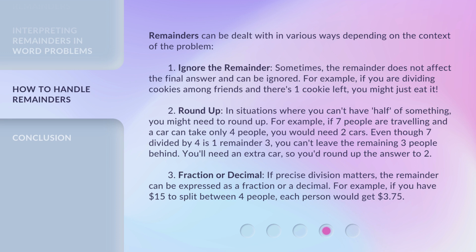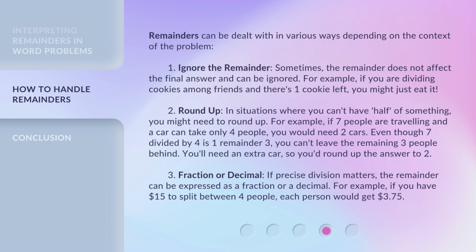2. Round up. In situations where you can't have half of something, you might need to round up. For example, if 7 people are traveling and a car can take only 4 people, you would need 2 cars. Even though 7 divided by 4 is 1 remainder 3, you can't leave the remaining 3 people behind. You'll need an extra car, so you'd round up the answer to 2.